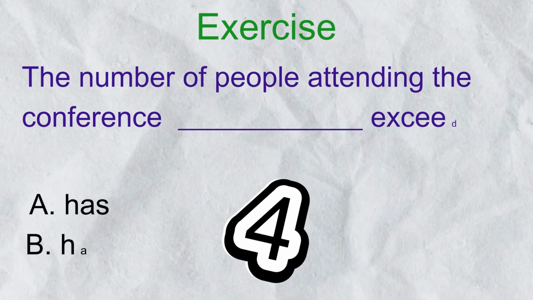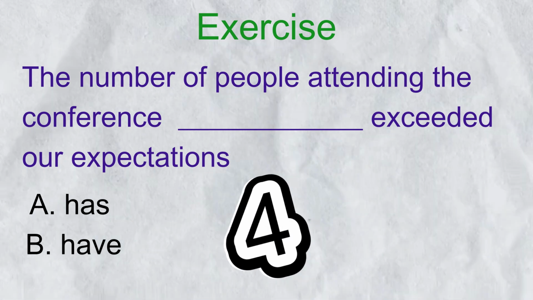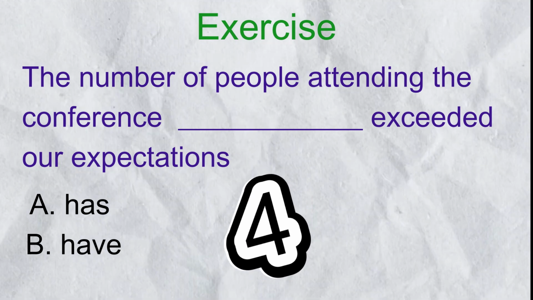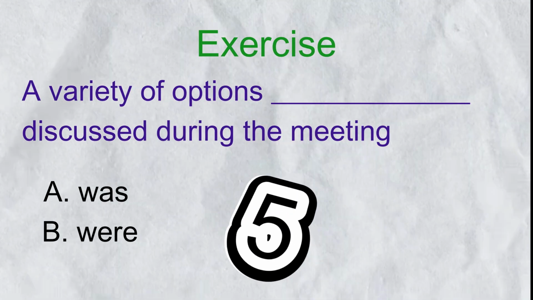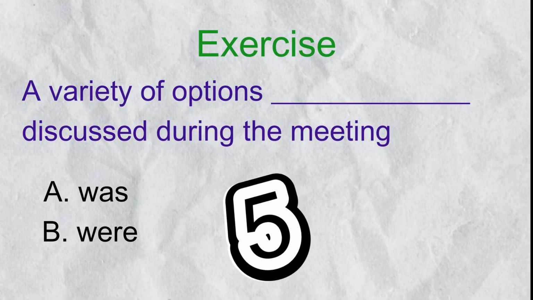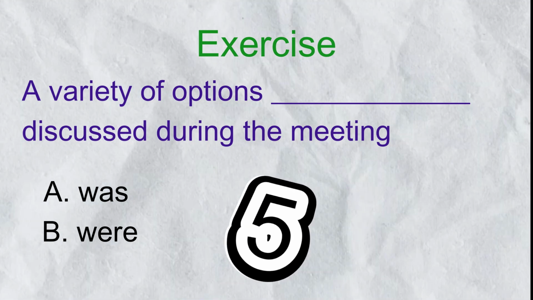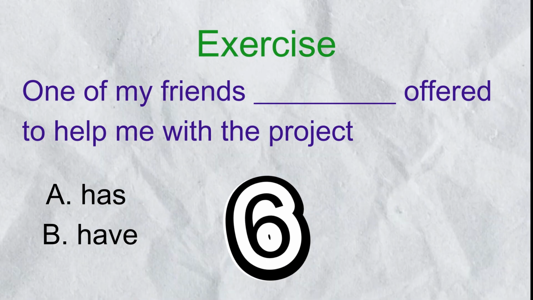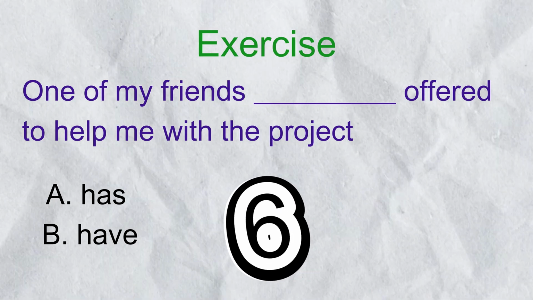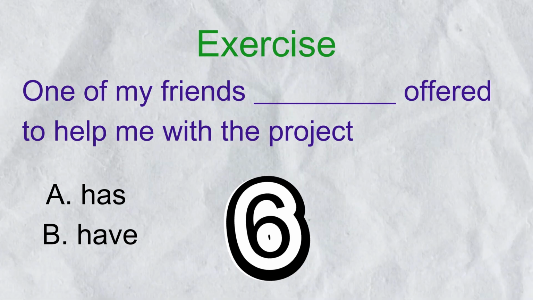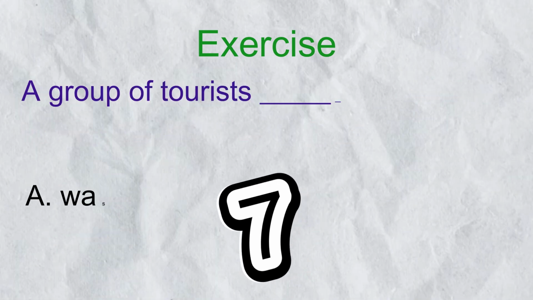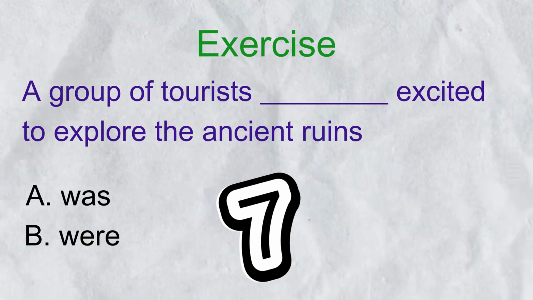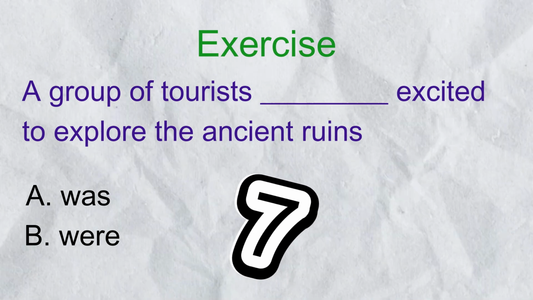Number 4: The number of people attending the conference dash exceeded our expectations. The verbs in the bracket are has and have. Number 5: A variety of options dash discussed during the meeting. The verbs in the bracket are was and were. Number 6: One of my friends dash offered to help me with the project. The verbs in the bracket are has and have. Number 7: The group of tourists dash excited to explore the ancient ruins. The verbs in the bracket are was and were.